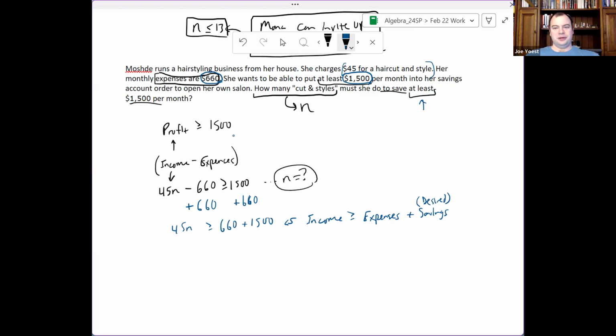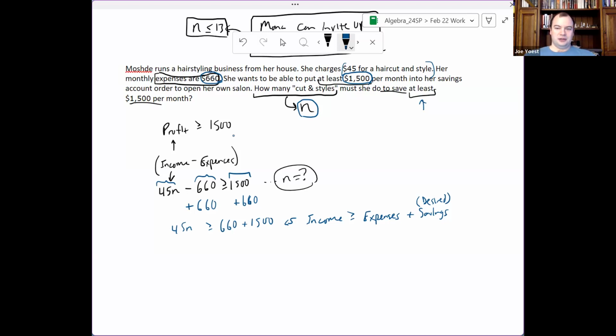So on the left side we have income, how much she takes in. That's $45 per haircut times, let's call the number of haircuts she does N. So 45N is her income. Her expenses were given in the problem statement as $660 per month. And she wants this to be greater than or equal to her desired monthly savings of $1,500 a month. So this is one way that we could set up the inequality based off of the problem statement.